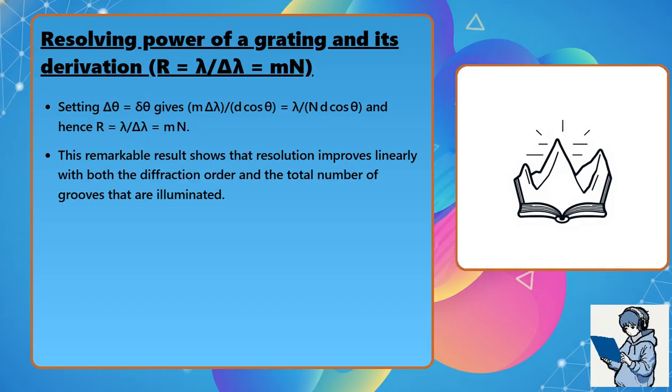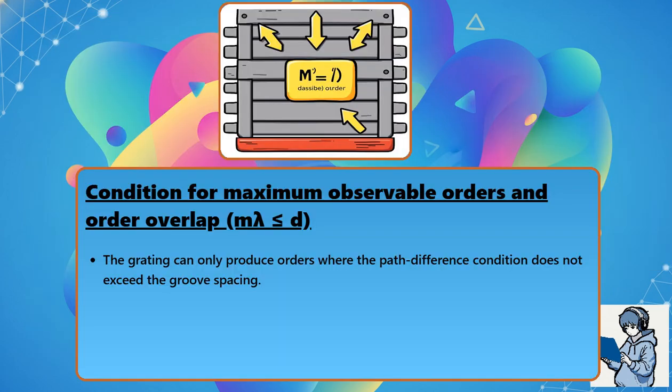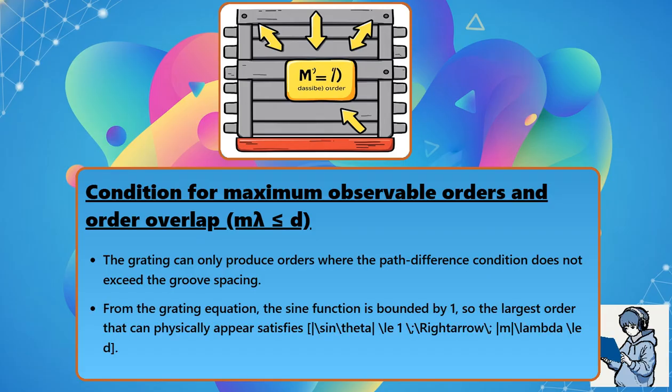This remarkable result shows that resolution improves linearly with both the diffraction order and the total number of grooves that are illuminated. In real devices, n is the product of the groove density, grooves per millimeter, and the illuminated width of the grating. The grating can only produce orders where the path difference condition does not exceed the groove spacing. From the grating equation, the sine function is bounded by 1.